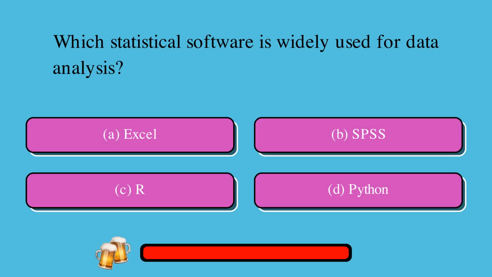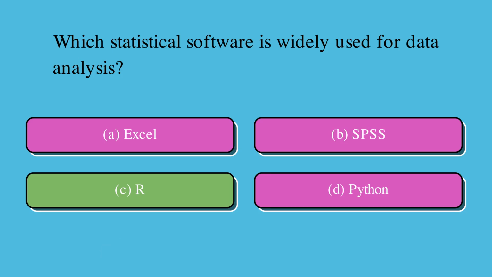Which statistical software is widely used for data analysis? A, Excel, B, SPSS, C, R, D, Python. The correct answer is C, R.